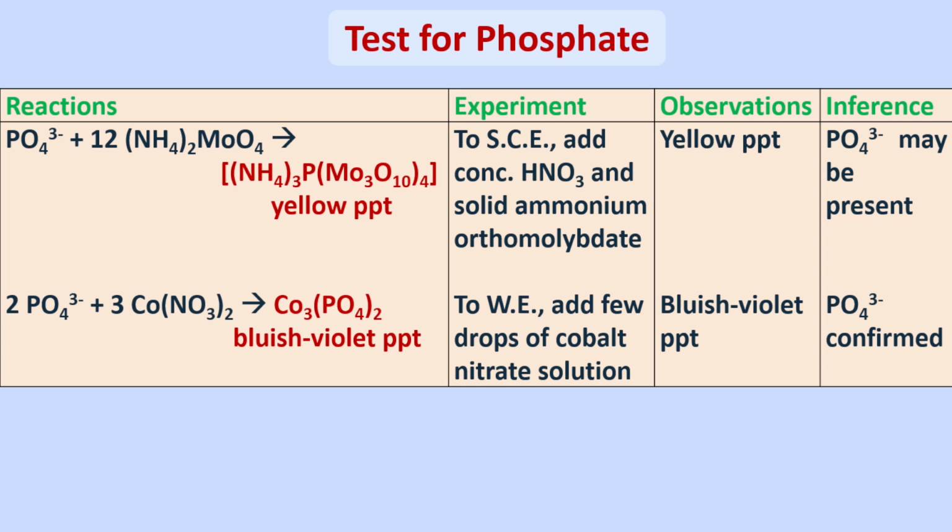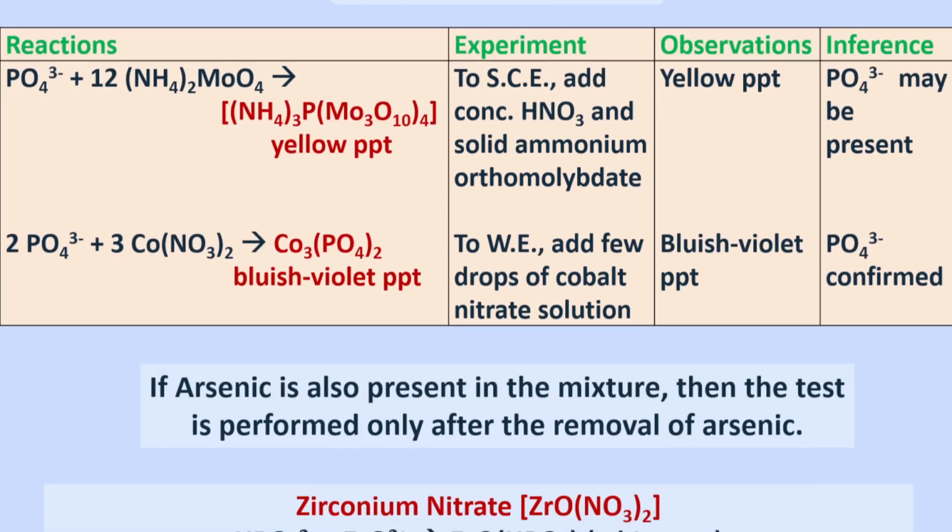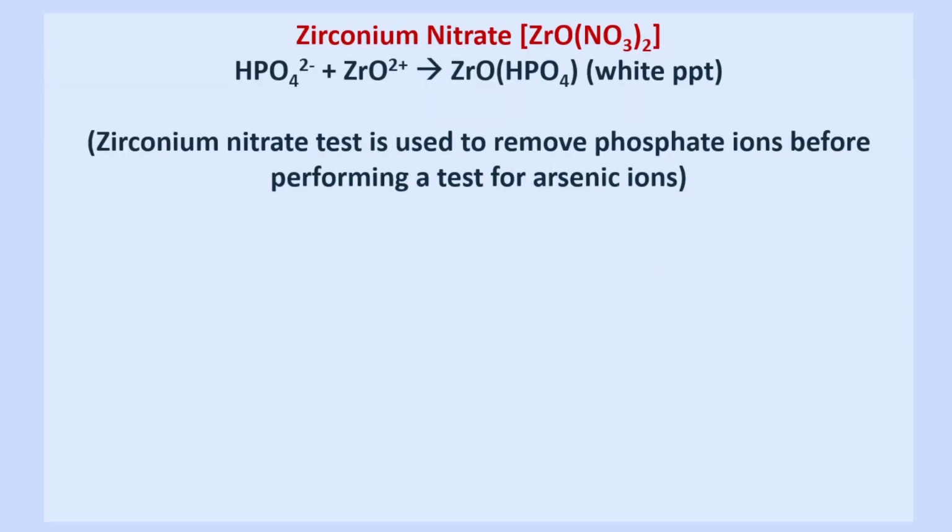If arsenic is also present in the mixture, which is typically avoided in common laboratories, the test for phosphate using solid orthomolybdate must only be performed after removing arsenic. Similarly, while performing tests for basic radicals, zirconium nitrate solution is used to remove phosphate ion before testing for arsenic ion.